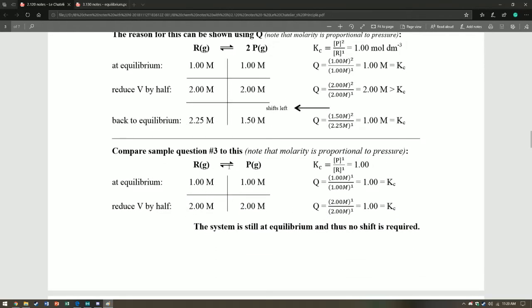However, in this case, the system is still at equilibrium and no shift is required because there's an equal amount of moles of gas on both sides, and therefore if you cut the volume in half, it won't change Kc, since there's no side with less moles of gas, nothing's really going to change.